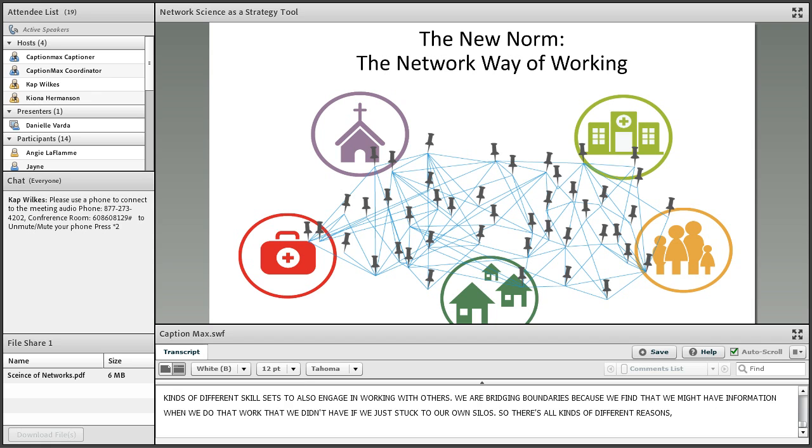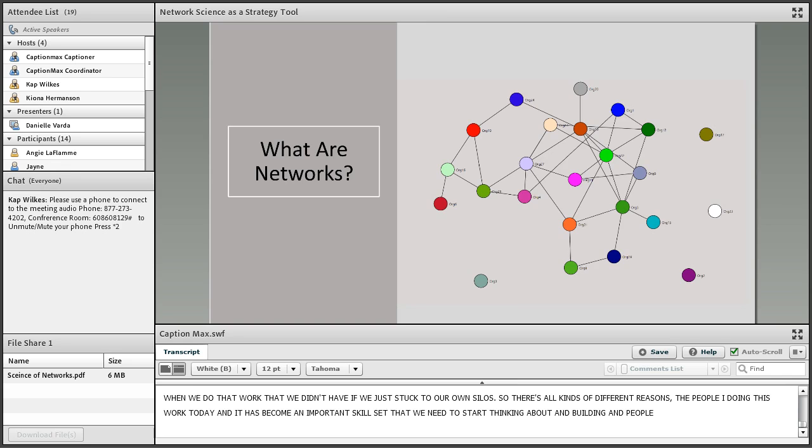So there's all kinds of different reasons why people are doing this work today, and it's just become a really important skill set that we need to start thinking about and how to build in people that we don't typically have a really good resource for. So trainings like ones that Cap just described and things like this are great ways for people to start becoming a little more oriented with this work.